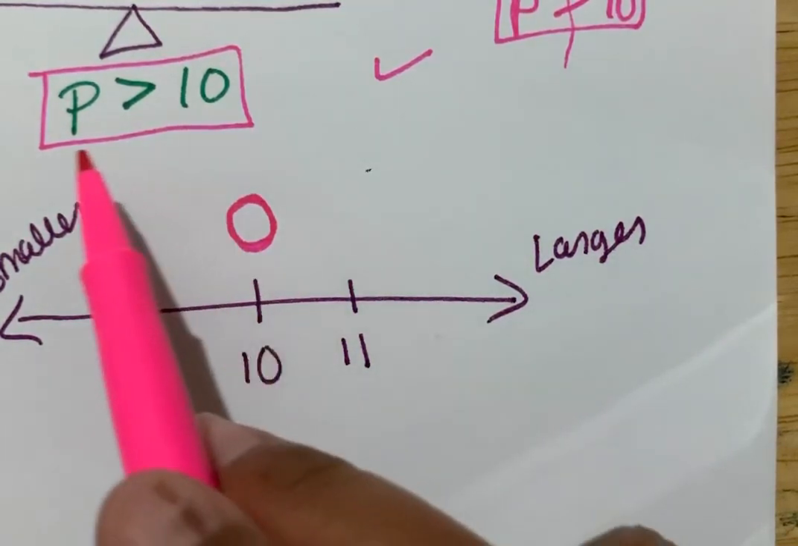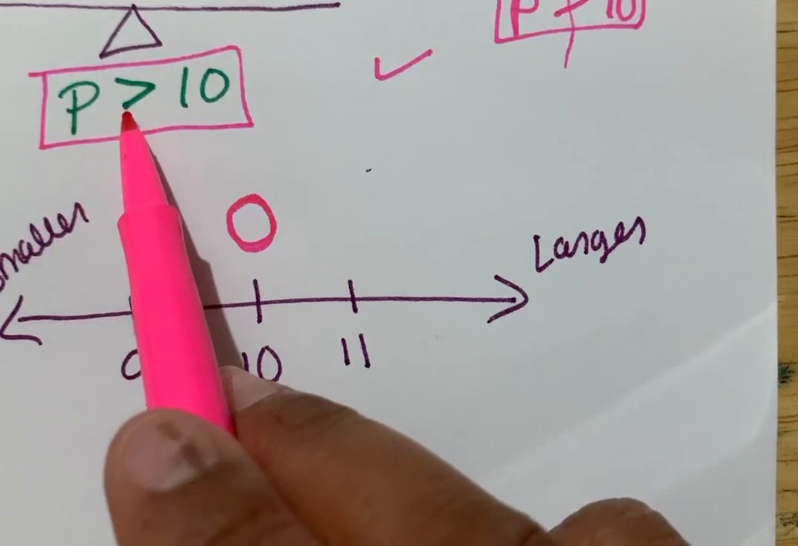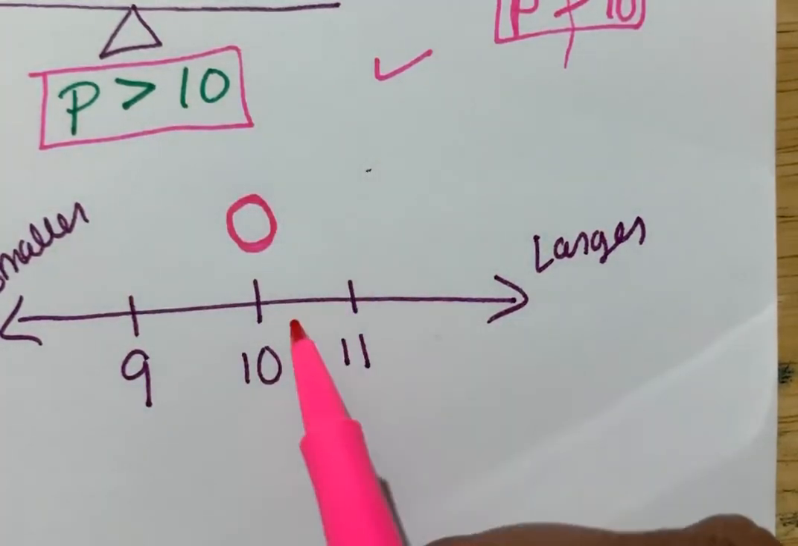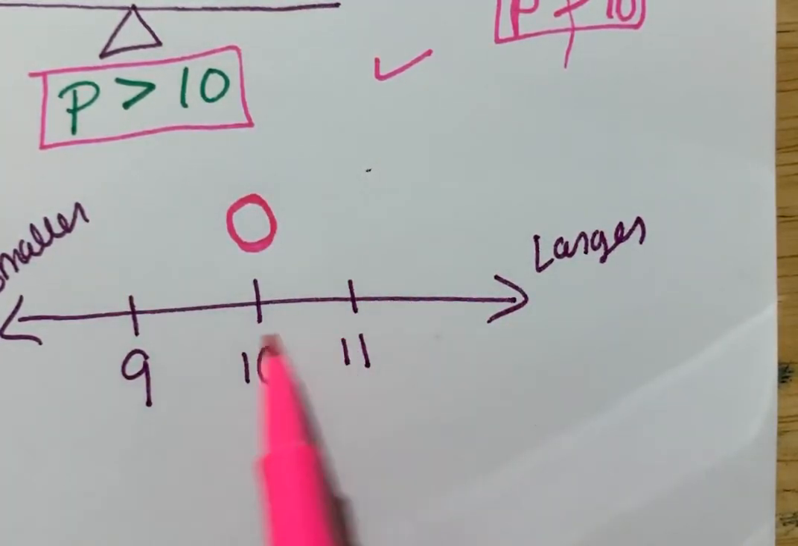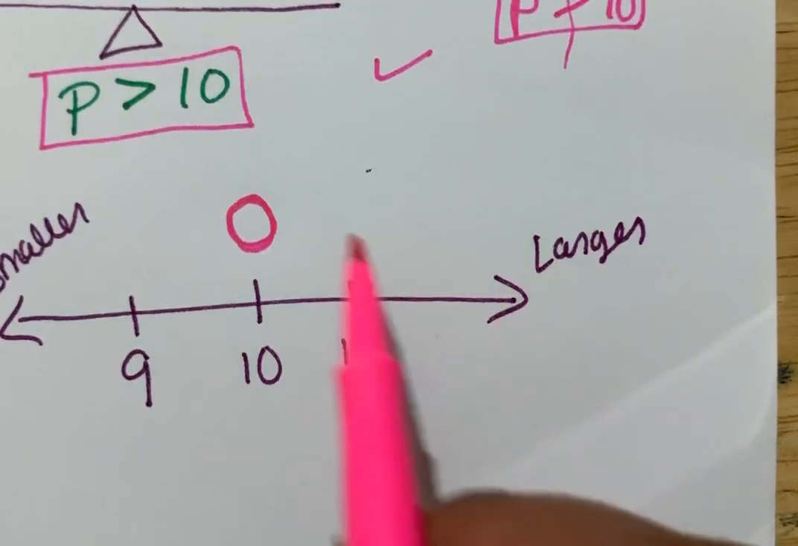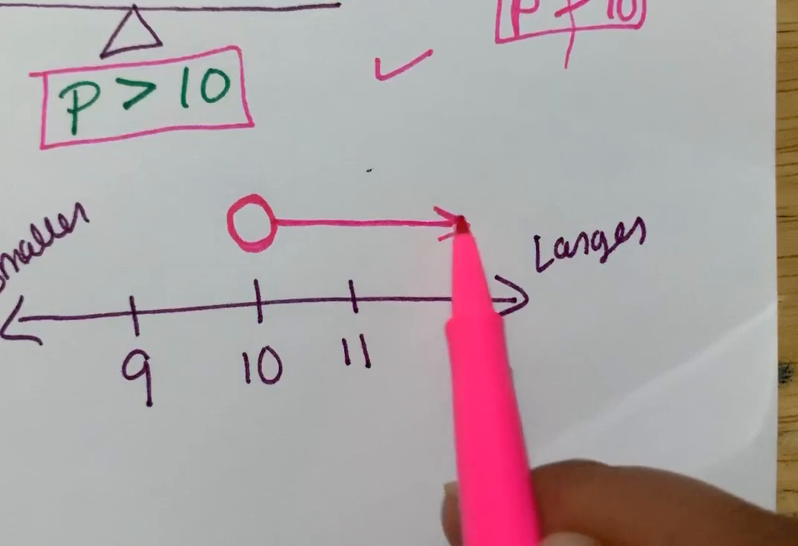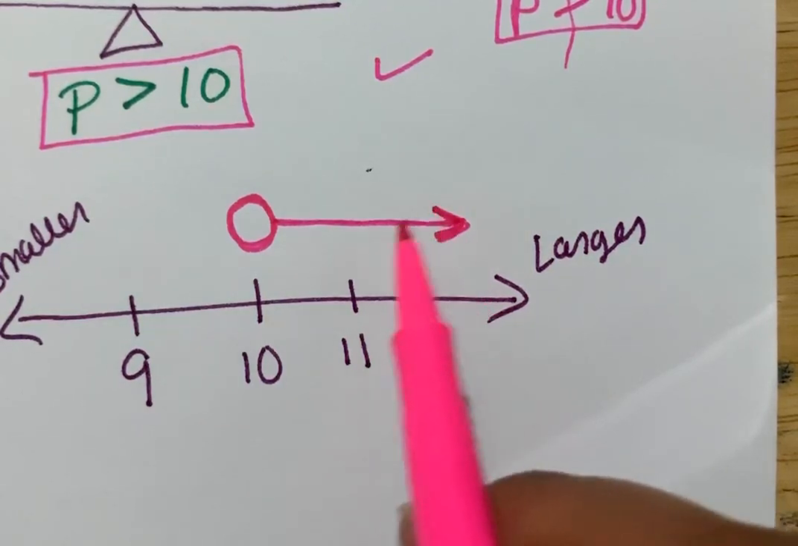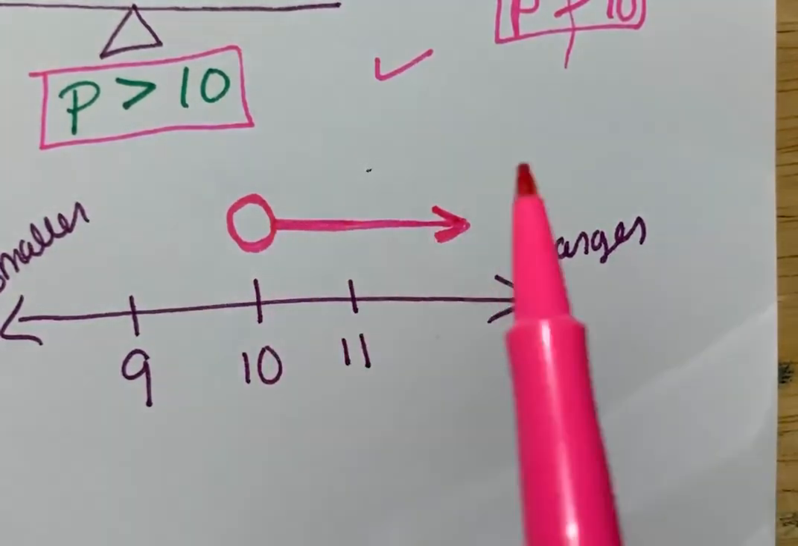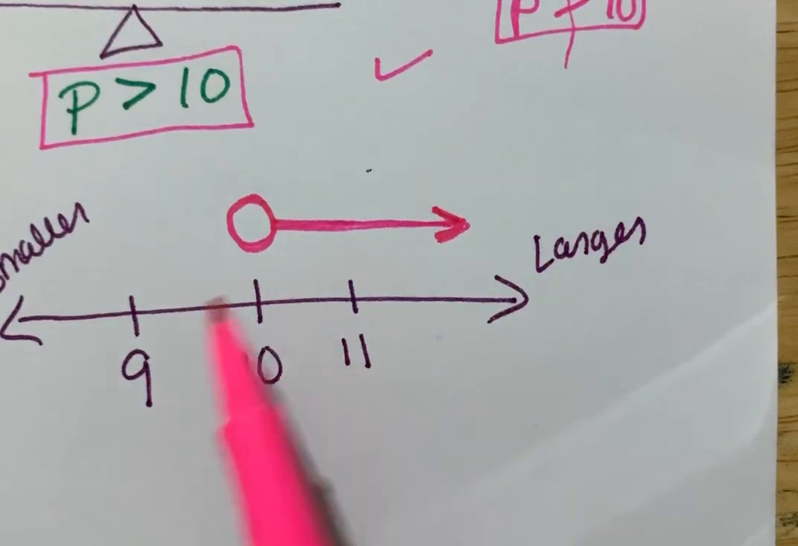And so my P has to be greater than 10. So the values that are greater than 10 are 11, 12, and so on. So my arrow is going to go that way. So that is my graph on the number line. So this is P is greater than 10. Okay, so this concludes this tutorial video.